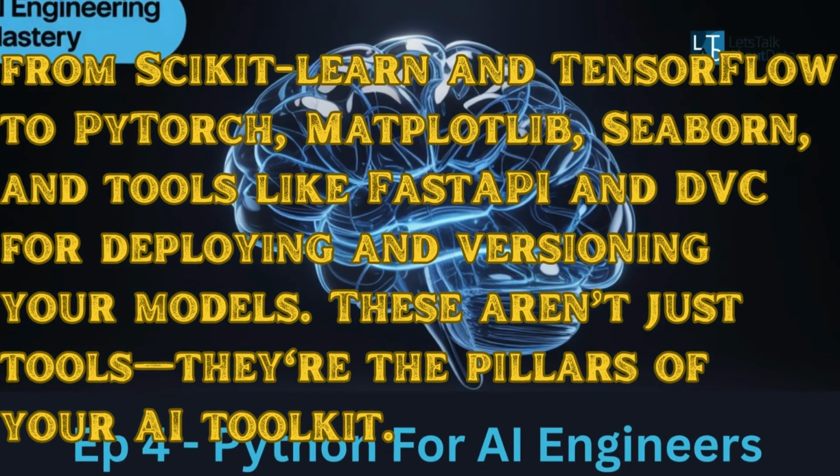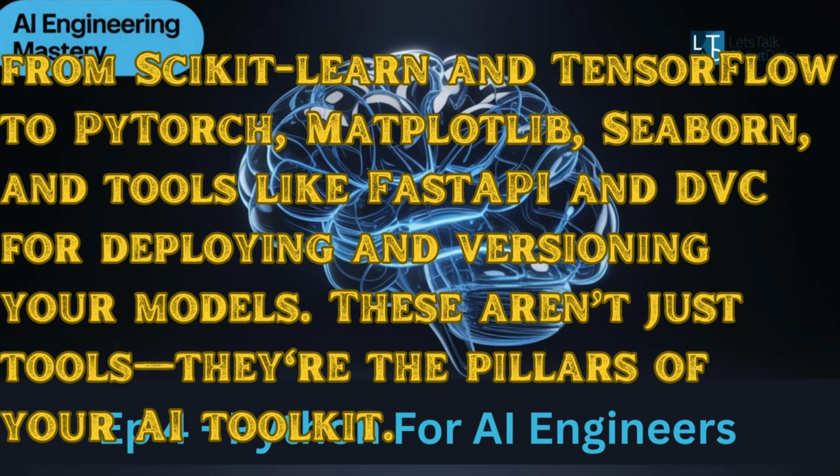What a journey today! We began with the critical importance of performance in AI engineering and explored actionable strategies to accelerate your Python code. From there, we walked through the essential Python libraries that power modern AI, from scikit-learn and TensorFlow to PyTorch, Matplotlib, Seaborn, and tools like FastAPI and DVC for deploying and versioning your models. These aren't just tools, they're the pillars of your AI toolkit. Mastering Python is a foundational step toward becoming a successful AI engineer. It's the glue that binds your projects together, and these libraries are your building blocks.